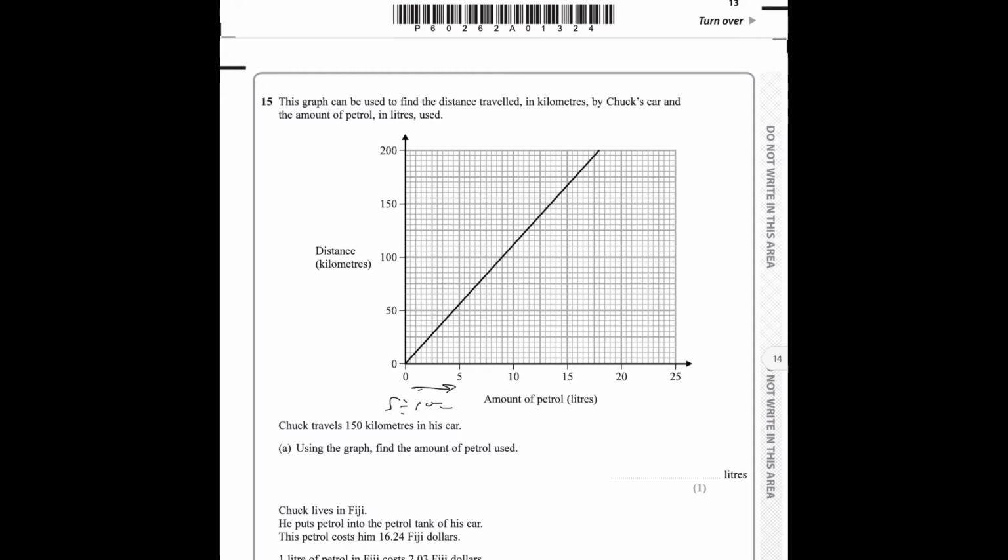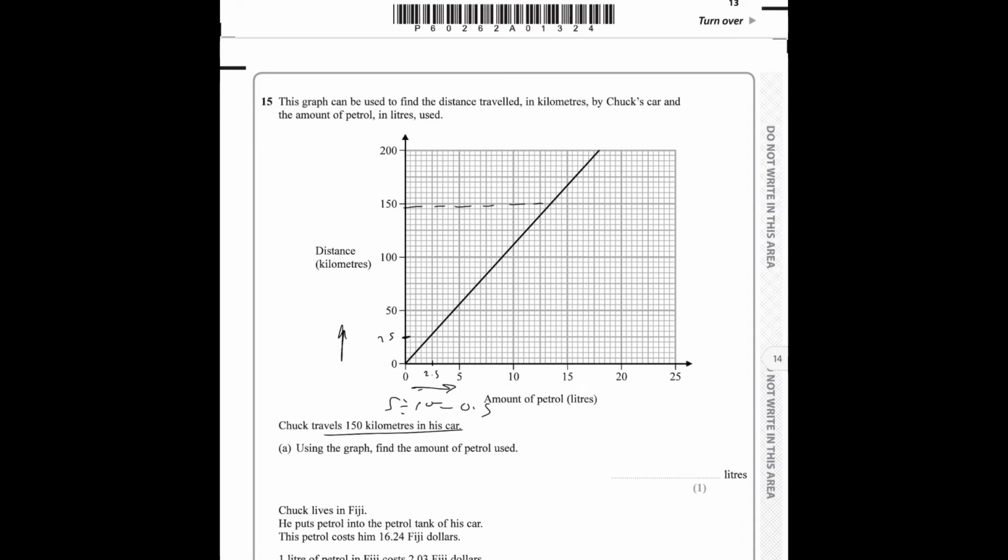Since we know that there are 10 squares, it is 5 divided by 10. That should give you about 0.5. 0.5 times 5 should give you about 2.5. That is here. So 50 divided by 10 squares on top should give you 5 per square. So 5, this is 25 as well. So Chuck travels 150 kilometers.